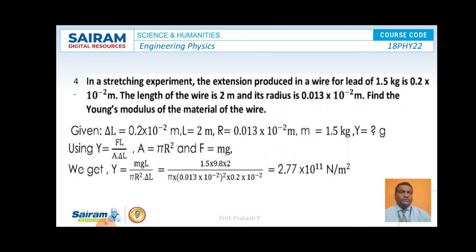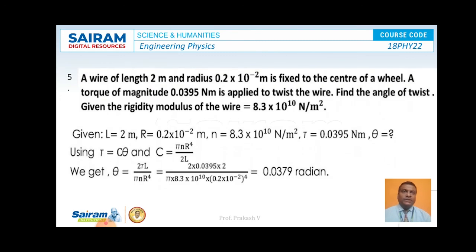Next problem is a wire of length 2 meter and of radius 0.2 into 10 to the power of minus 2 meter is fixed to the center of a wheel. A torque of magnitude 0.0395 Newton meter is applied to twist the wire. Find the angle of twist. Given the rigidity modulus of the wire is 8.3 into 10 to the power of 10 Newton per meter square.